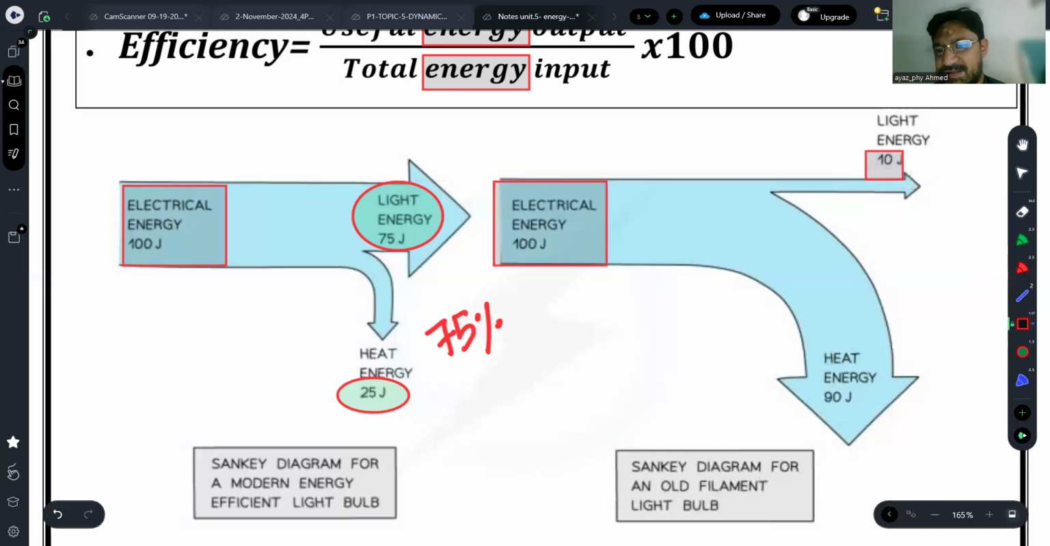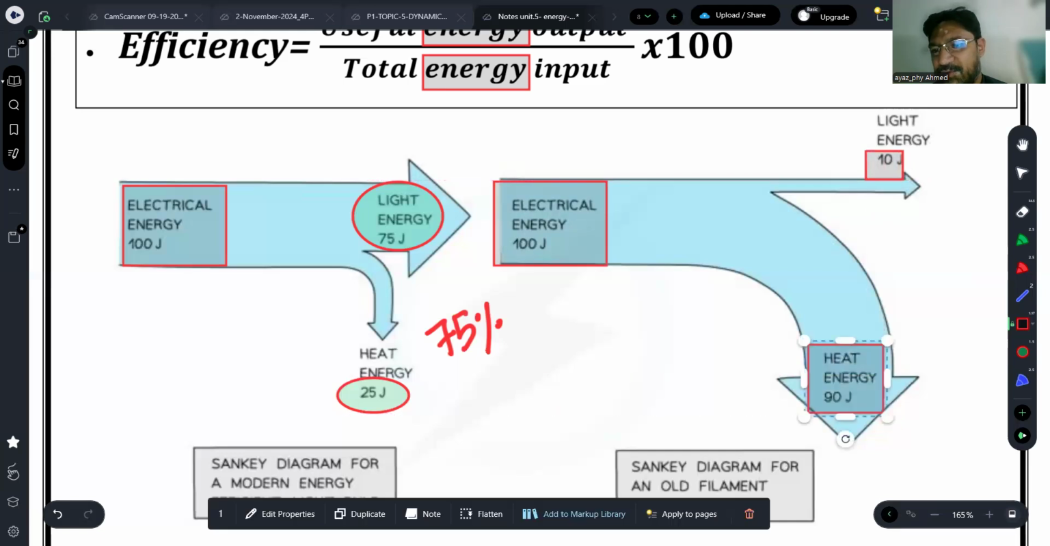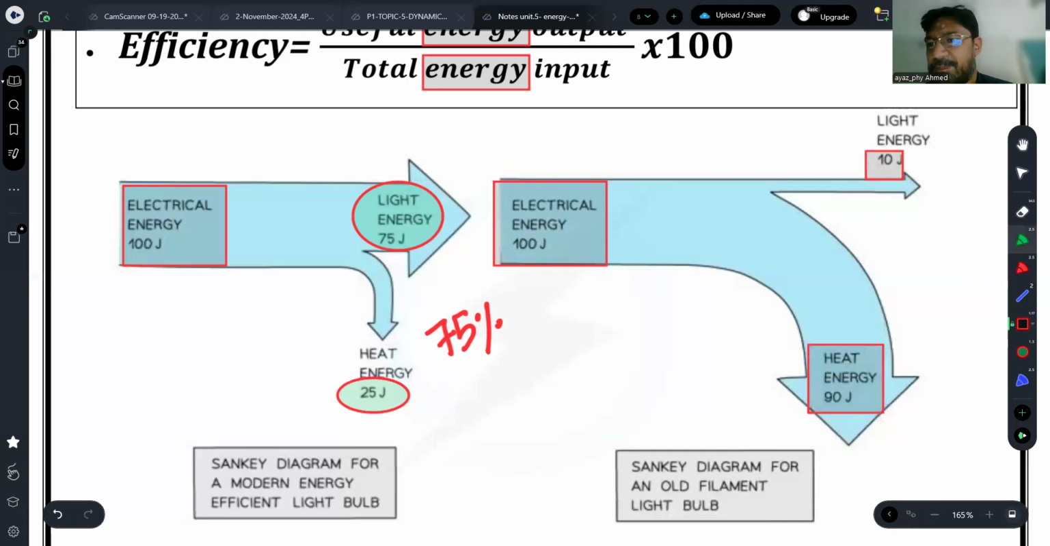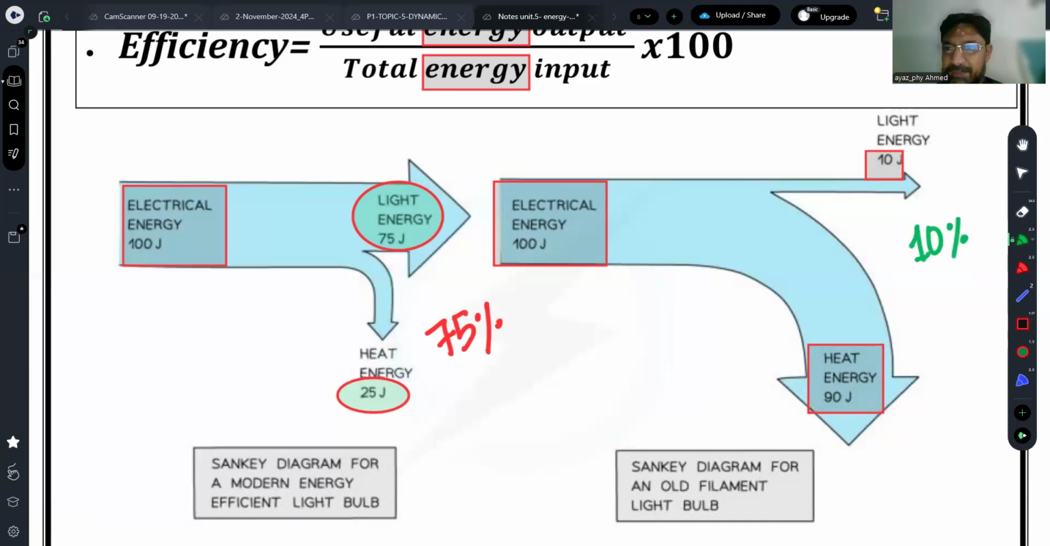Rest all is converted into heat energy. So that is just heat loss. Okay, so this is just 10% efficient. How much percentage does it have? It has just 10% efficiency.